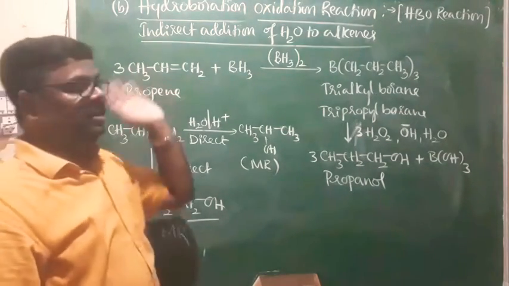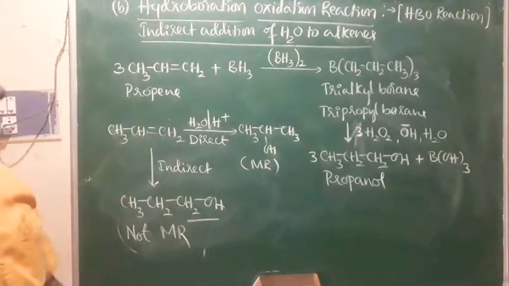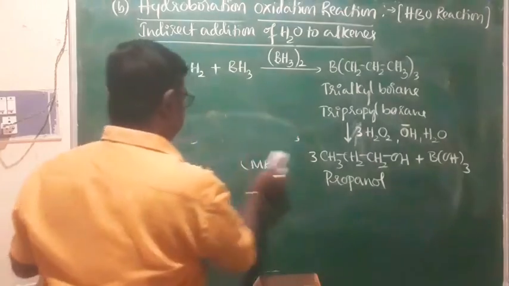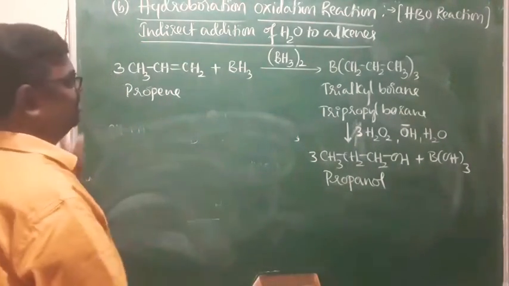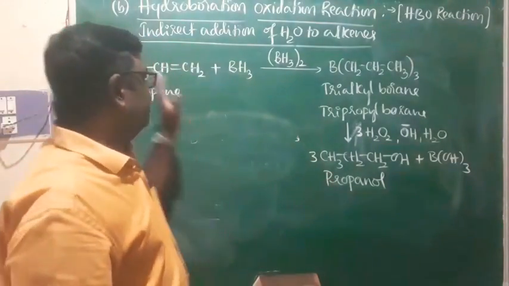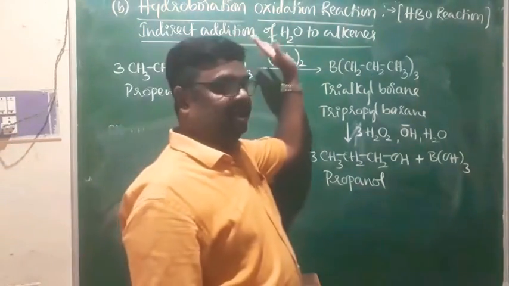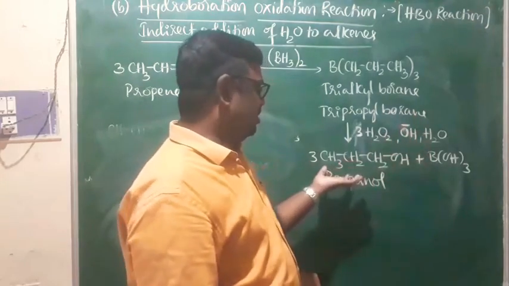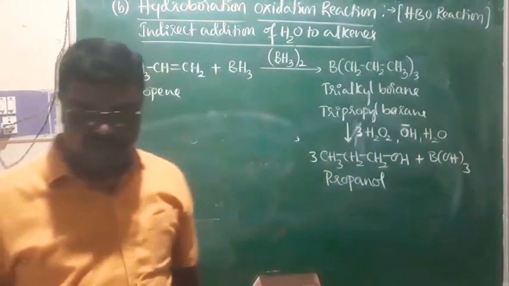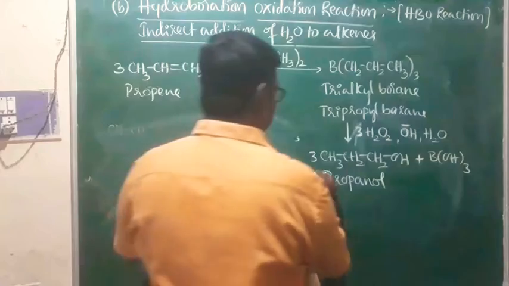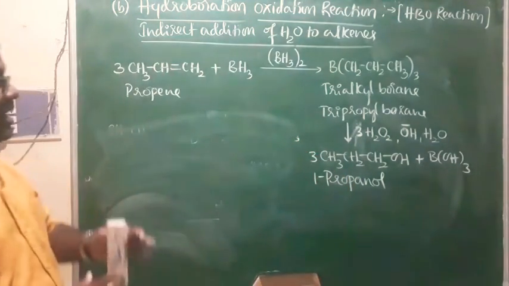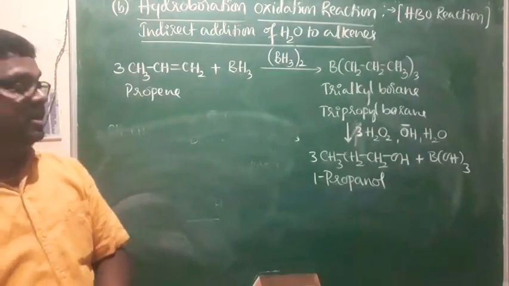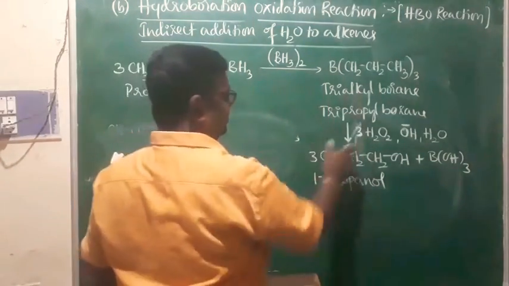This is what we call the hydroboration oxidation reaction. If an example is asked for 2 marks, this much is enough. How do you convert propene to propanol? When propene reacts with diborane followed by oxidation with hydrogen peroxide in presence of sodium hydroxide, 1-propanol is obtained. Writing this equation is enough, because your textbook has many steps, and for 2 marks this explanation is enough.